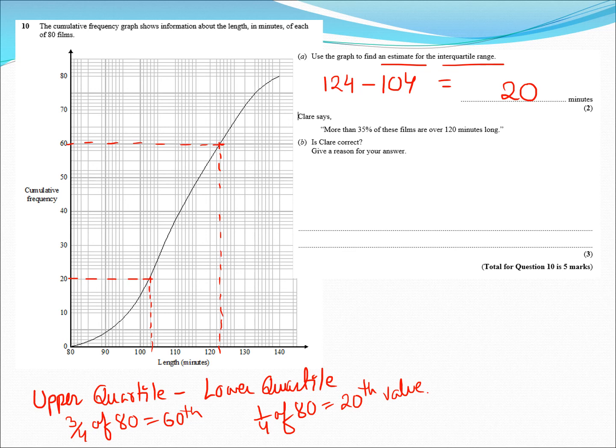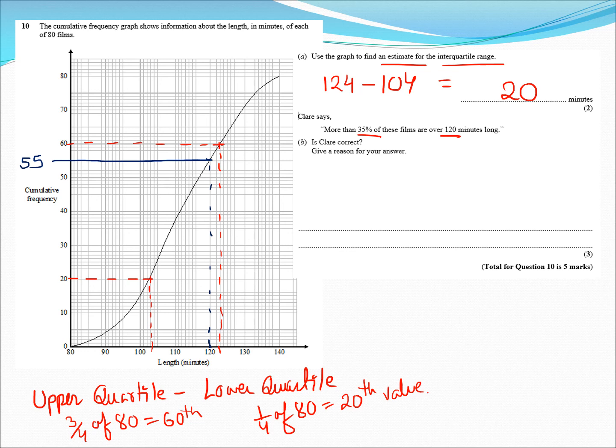Okay. Now the next part of the question says, Claire says more than 35% of these films are over 120 minutes long. Is she correct? Okay, so 120 is here. 120 minutes. And if I start following this line and I reach the graph, I reach here. I get a reading of 55. So between 55 and 80 there are 25 films.